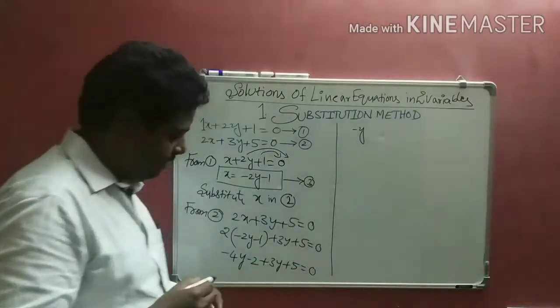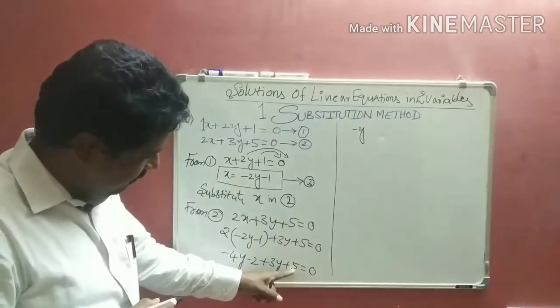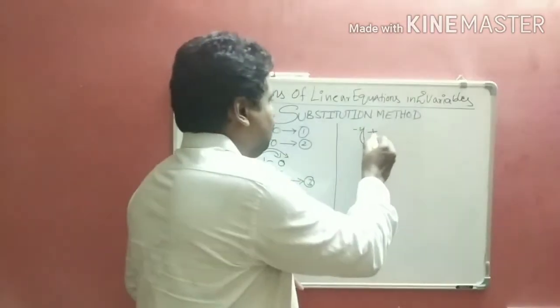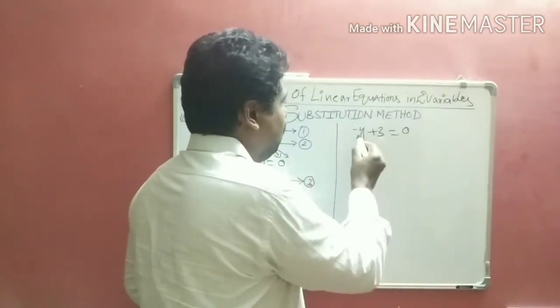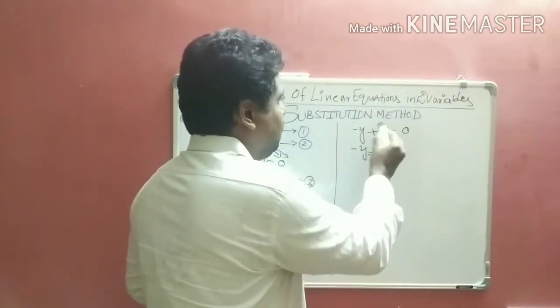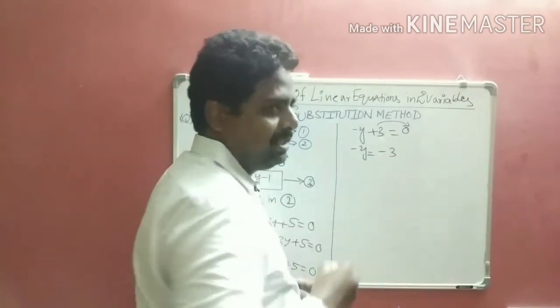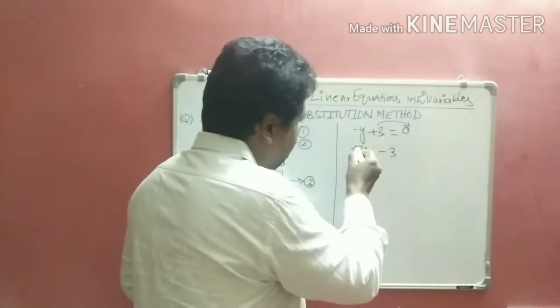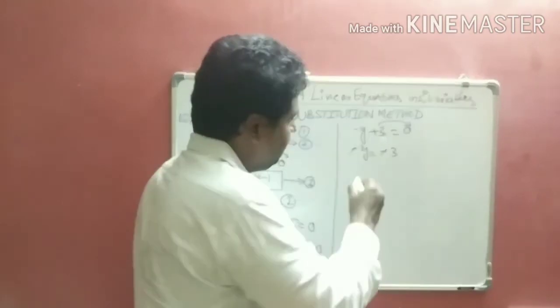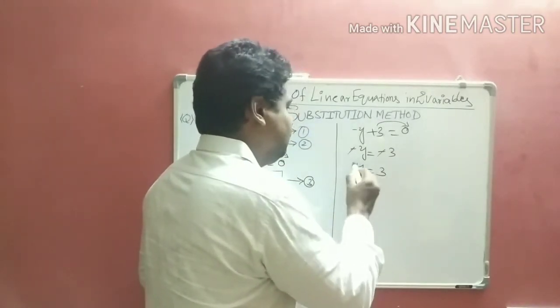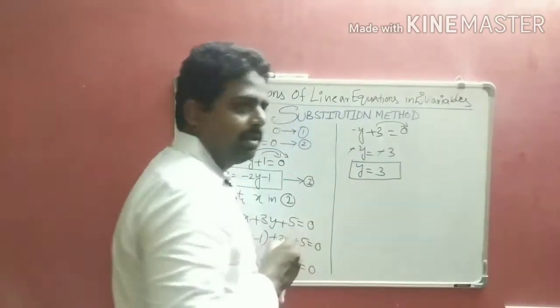Minus y. Next, minus 2 plus 5, which is 3, is equal to 0. So minus y is equal to minus 3, moving the plus 3 across. Both sides have a minus, so the minus and minus cancel. So what result did we get? y is equal to 3.